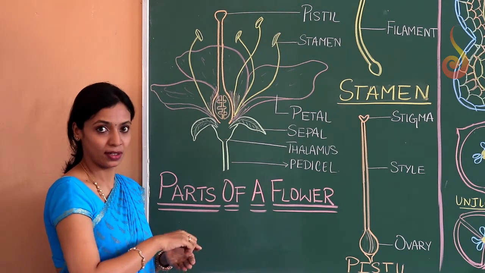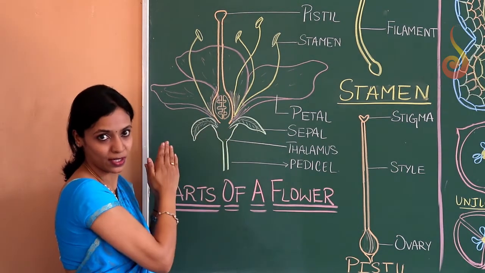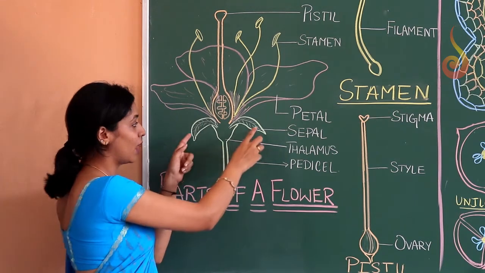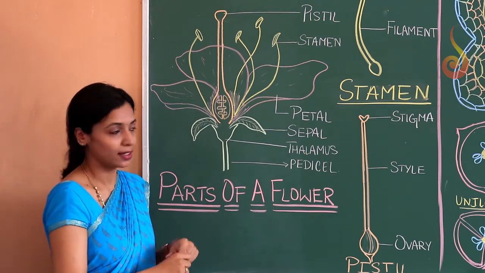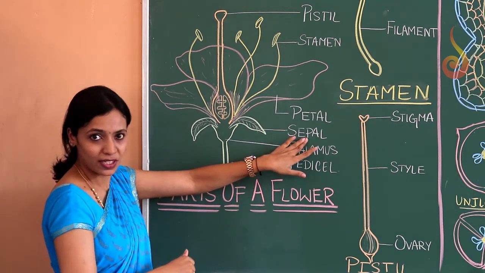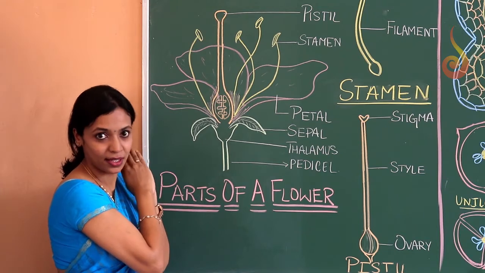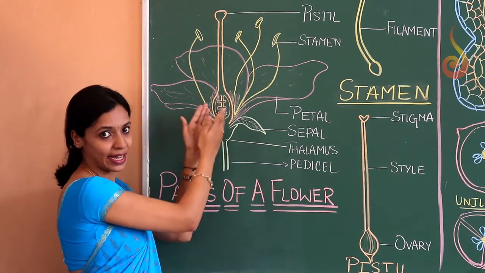Each concentric circle is called a whorl. So there are 4 whorls present on the thalamus. Let us learn about each one of them starting from the outside. The outermost whorl consists of structures that are small and leaf-like. They are known as sepals. All the sepals together are known as the calyx. Calyx's function is to protect the floral structures that are lying inside of it.